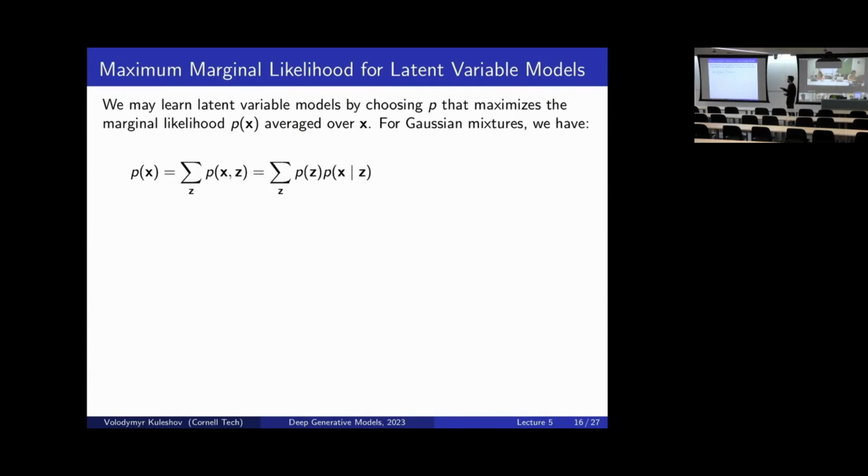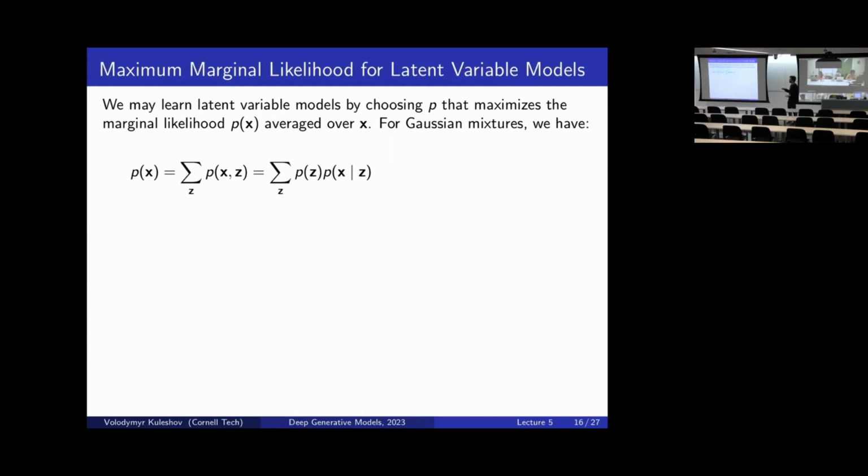Okay, so we don't have a formula for P of X. We only have a formula for the joint P of X and Z, right? And this is our formula. When we have P of X and Z, we can always compute it by doing P of Z and then computing P of X given Z. We have a formula for each component, but we don't have a formula for P of X.